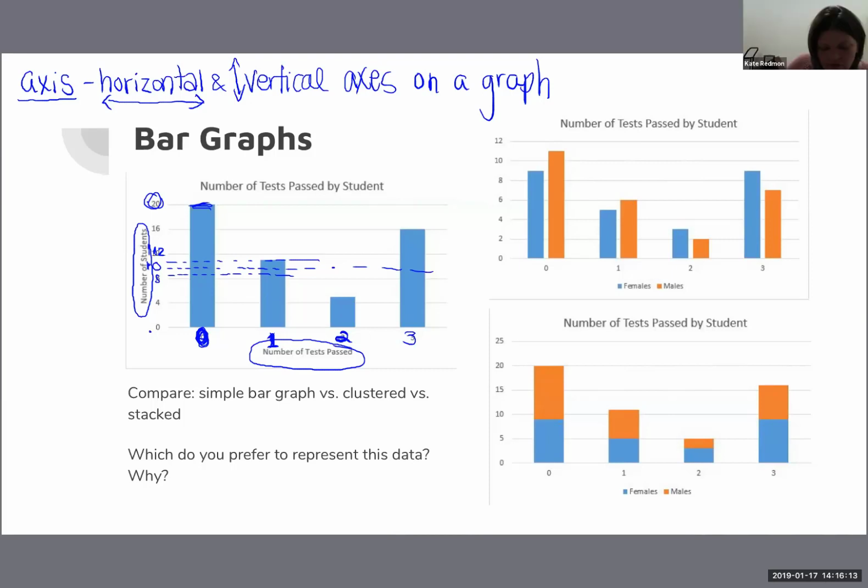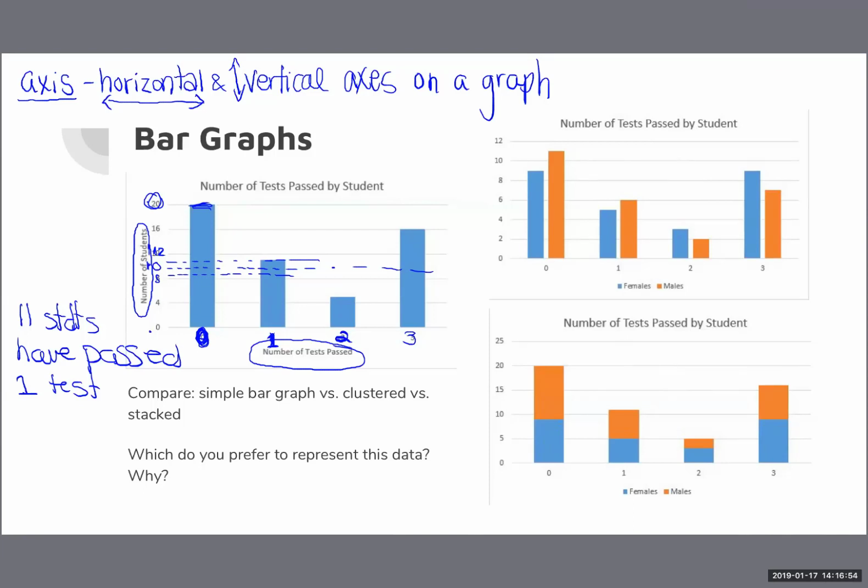Yes. Okay, so now, what do you think? How many students have passed one test? 11. 11, exactly right. So obviously we just kind of stumbled upon one of the tricky things about these bar graphs. That would be a weakness. Sometimes it's hard to tell exactly what number is represented, especially when there's a big jump between the labeling. So let's look at some of these other bar graphs.